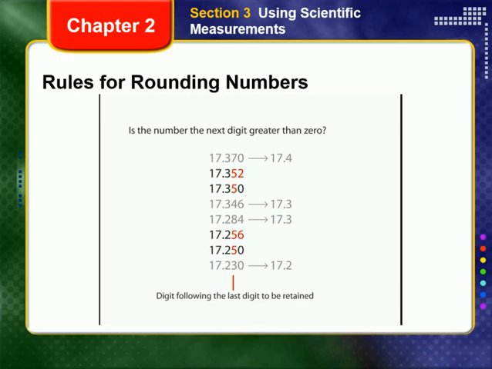Is the next digit after the 5 greater than 0? If so, round up. If the next digit after the 5 is 0, then look at the digit before the 5 and determine if it is even or odd. If it is odd, round up. If it is even, round down.